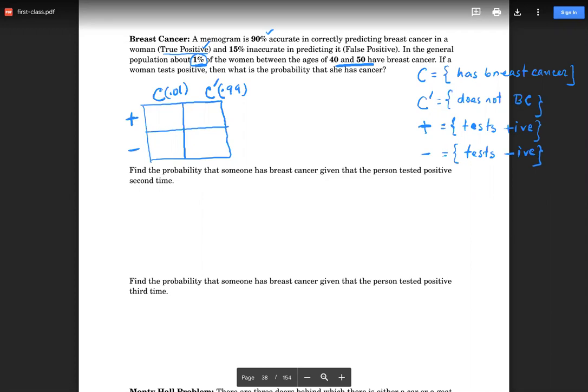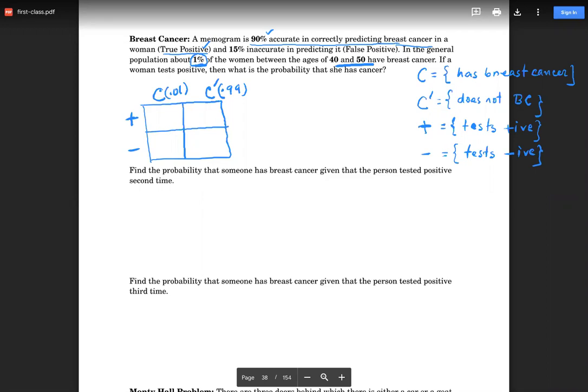Now, let's take this wording. This verbiage kind of throws people off, and it did throw me off too. So don't feel bad. 90% accurate in correctly predicting breast cancer. Okay, 90% accurate in correctly predicting breast cancer.